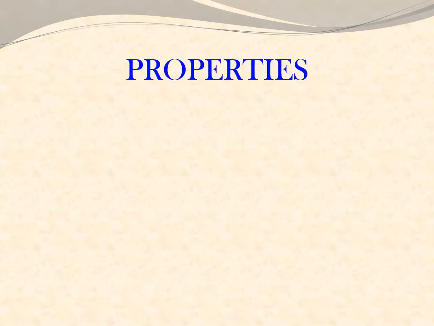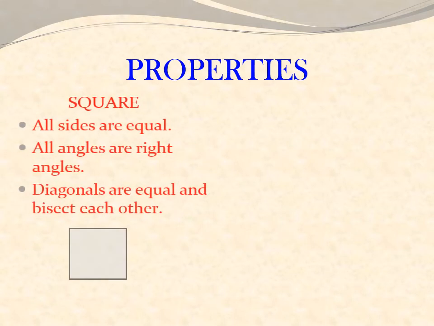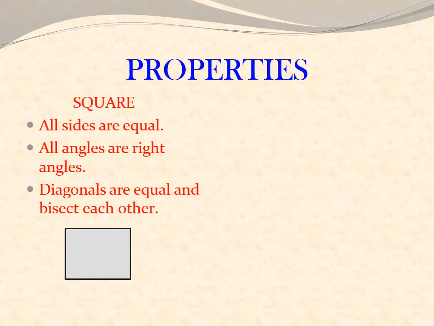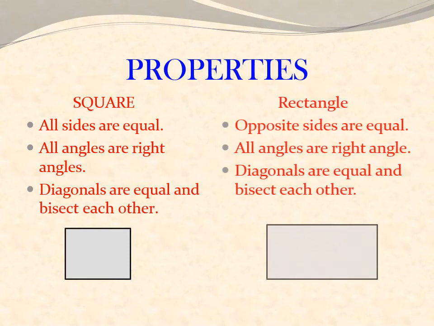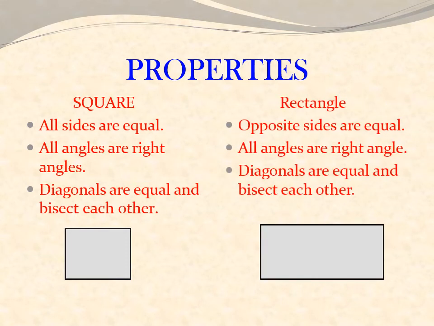Now let us discuss the properties. Firstly, we will discuss the properties of square. A square has all the sides equal. All angles are right angles, that is each angle is of 90 degrees. The diagonals are equal and bisect each other. For rectangle, opposite sides are equal. All angles are right angles. The diagonals are equal and bisect each other.